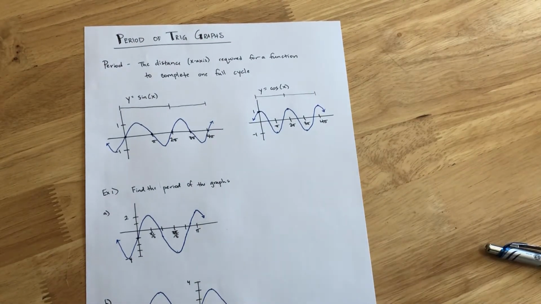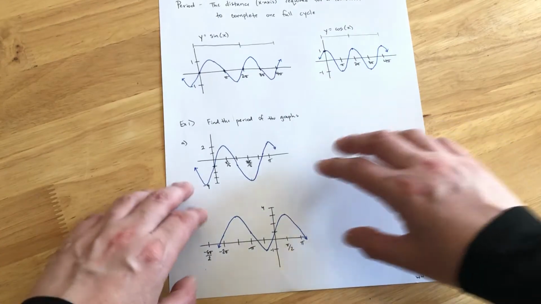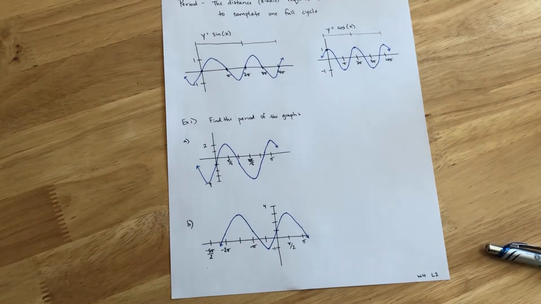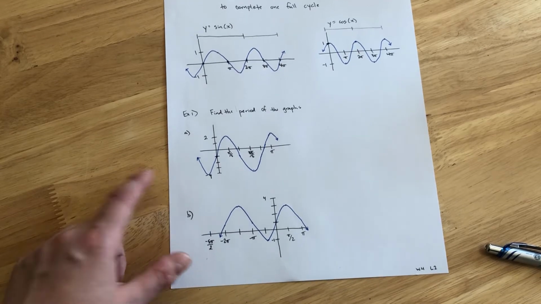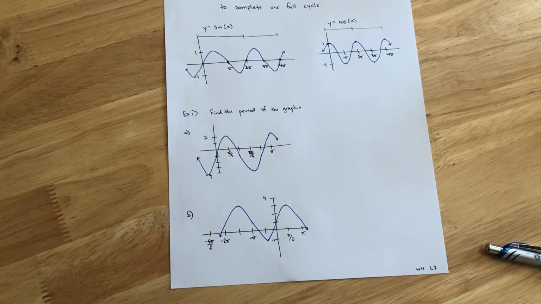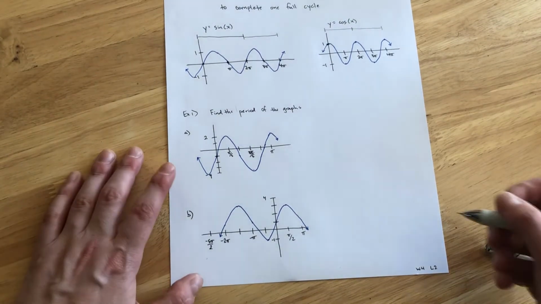So what if the frequency is different? Let's take a look at example 1. Our job is to find the period of these different graphs that we're looking at. And so it might help to locate the midline. It might help to just try to locate a starting point. It doesn't matter if you consider it as a sine function or if you consider it as a cosine function. That's up to you how you want to view it.